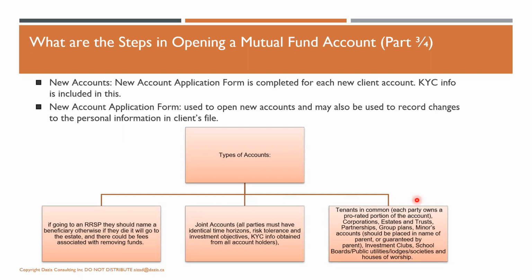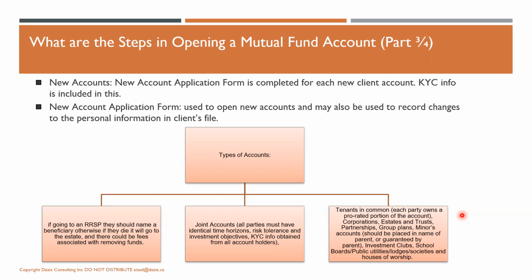It could be tenants in common, where each party owns a prorated portion of the account, or corporation, estates and trusts, partnership, group plans, or minor accounts. They should be placed in the name of the parent. Every province has its own designation of a minor. In Ontario, it's 18. In other provinces, it's different. So if the client is less than 18, it's a minor's account, and you have to open it in the parent's name, and when the minor becomes older, they can take over it. Or it could be guaranteed by the parent.